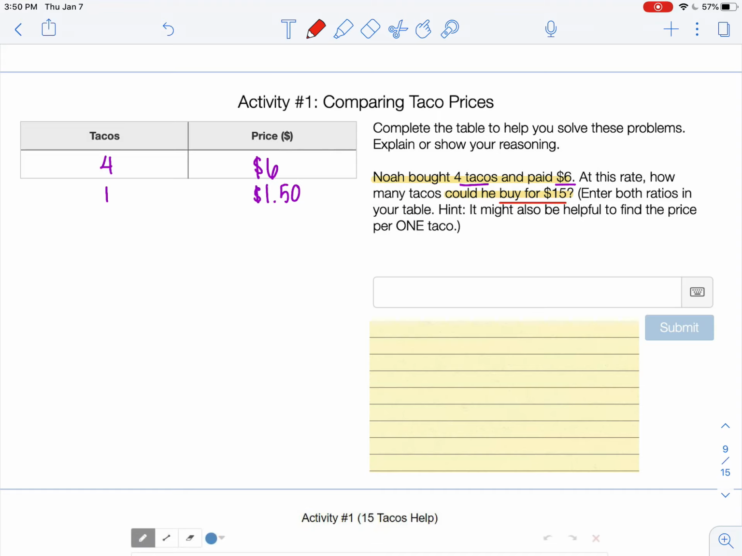Now, the second part of the question says, how many tacos could he buy for $15? Because it's asking about $15, I know that 15 belongs in the price column of my table. In order to find the missing number here, or the number of tacos I could buy for $15, I can set up an equivalent ratio. Remember that every ratio in a ratio table is equivalent. This means that I can select any one of those ratios, in this case there are only two, to use as my known ratio, the ratio that's going to help me find my missing value.